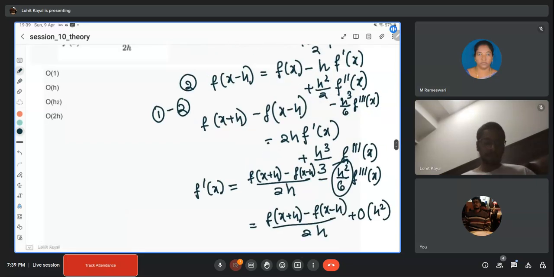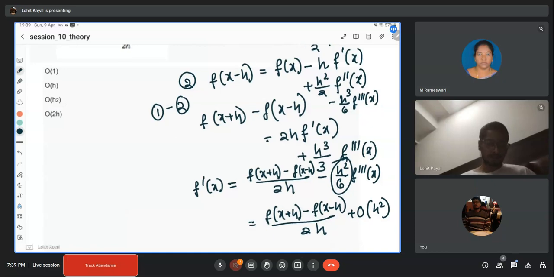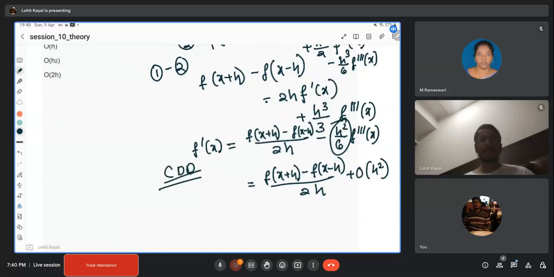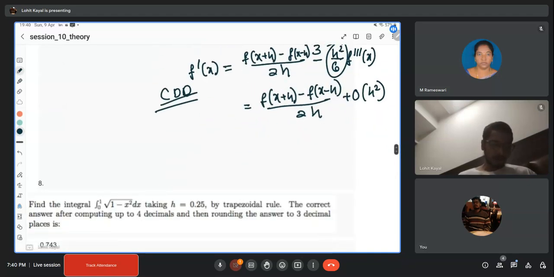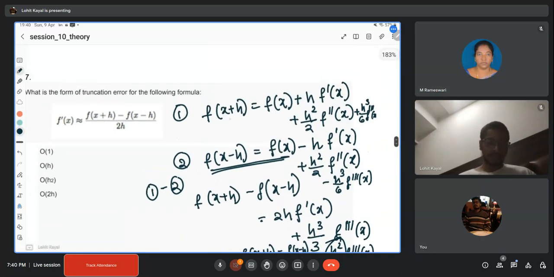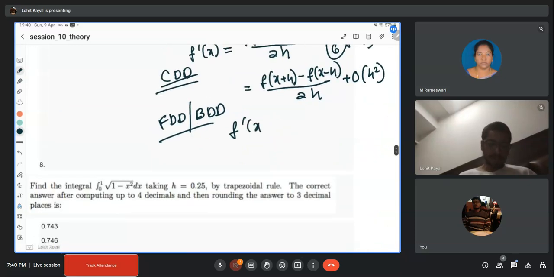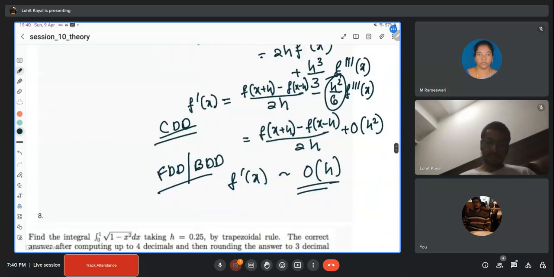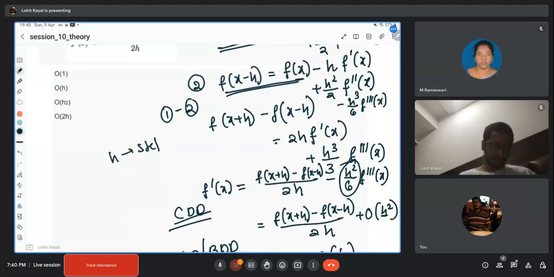Now, we know that this is the central divided difference approximation. For FDD or BDD, you will find from this calculation the error in the BDD, and from here you can find the error in the FDD. You will find that f prime of x has the order of h. Now what is h here? h is the step size.